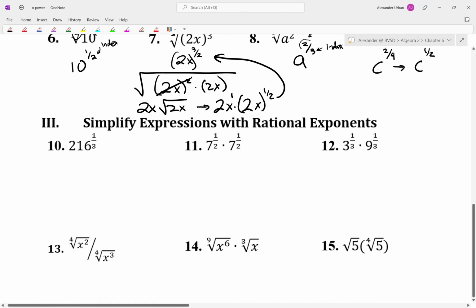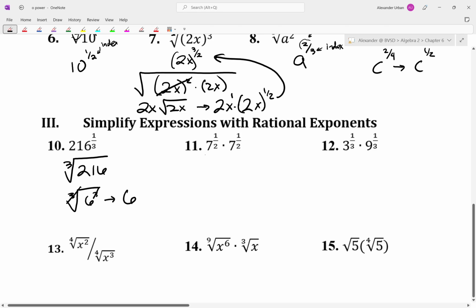Our last 6 problems that we're dealing with are simplification. We're going to simplify this. I'm going to rewrite this as the cube root of 216. And if you recognize this, 216 is a perfect cube, so we end up with just 6. If you want to see why, we have the cube root of 6 cubed. The cube root and the cube cancel out. We're left with just a base of 6.